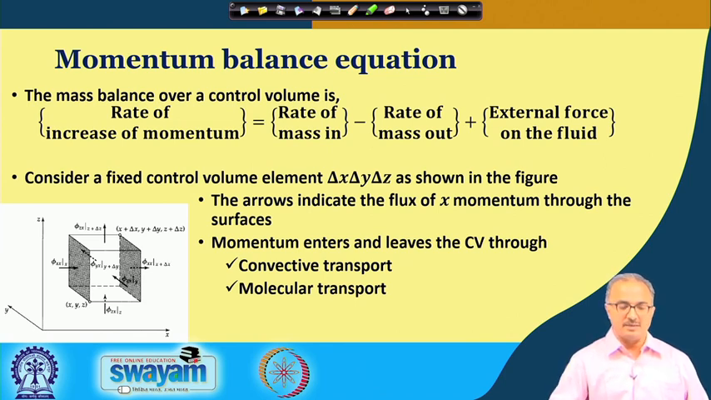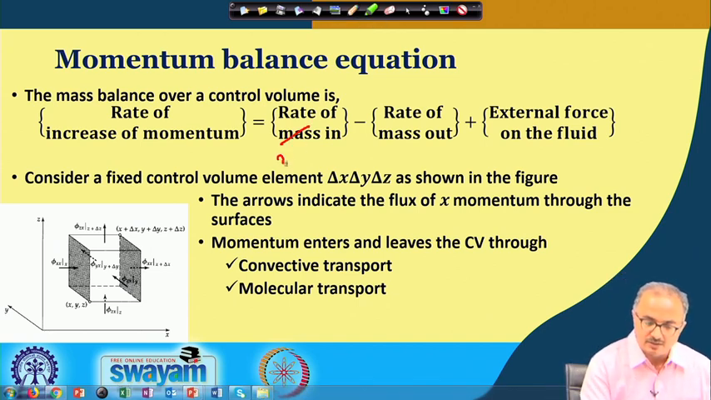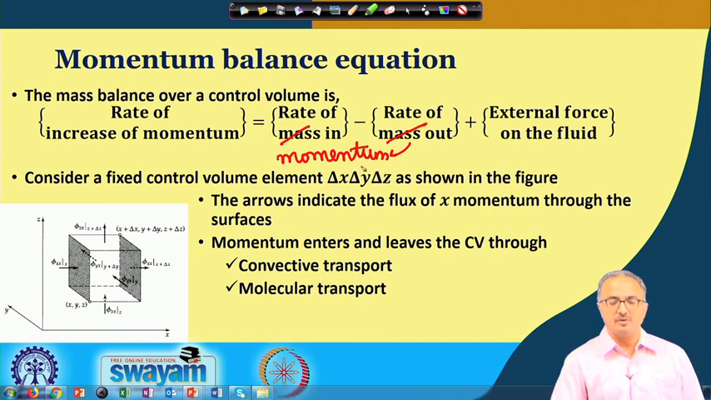Now, in this momentum balance again we consider the same control volume as before. Here we are writing the rate of increase of momentum in the control volume is equal to rate of momentum, this will not be mass, it is momentum, that is going in the control volume. So, this is how much momentum is going in the control volume and how much momentum is coming out of the control volume, and you know the rate of change of the momentum is nothing but the force.